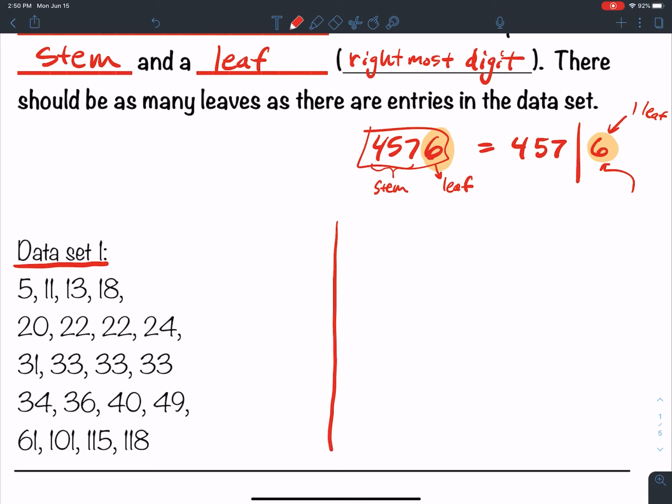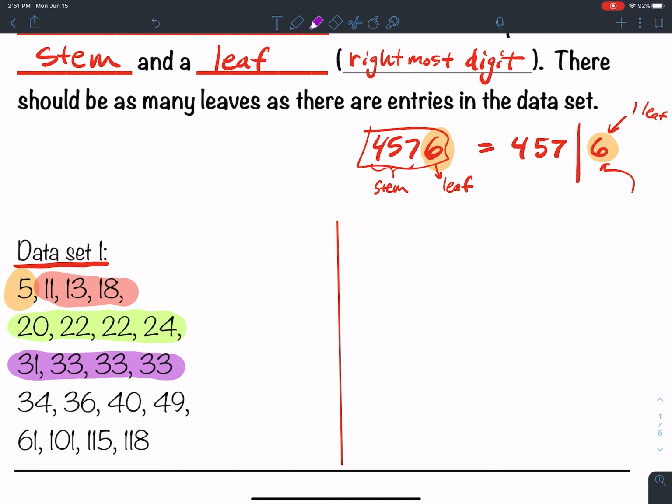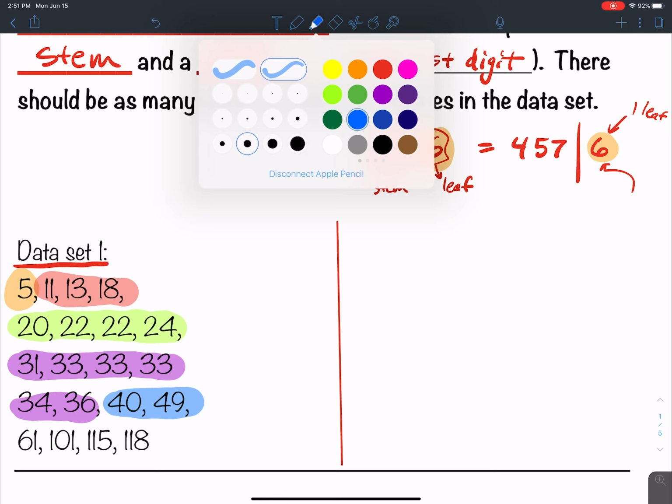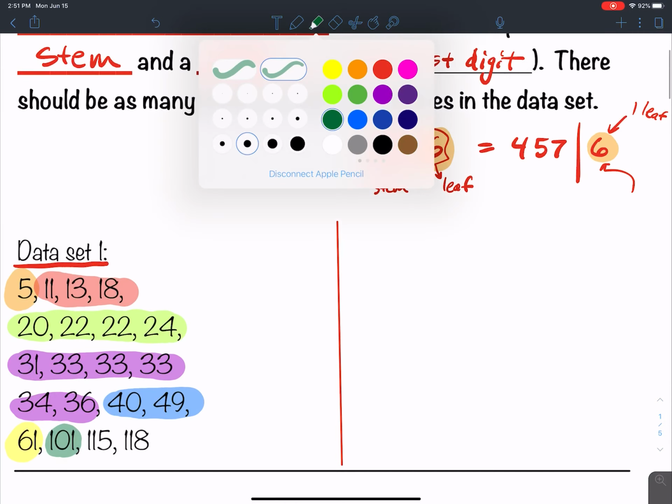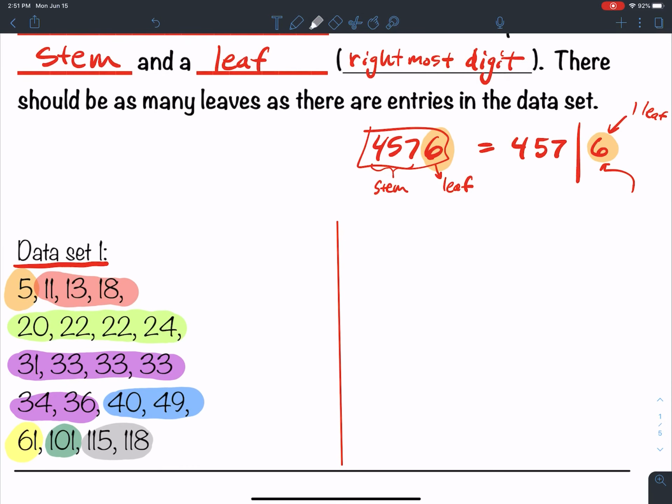First, I'm going to draw a vertical bar. Then I look and see that I've got single digits, then the tens, the 20s, the 30s, the 40s, then the 60s, the hundreds, and then the 110s.